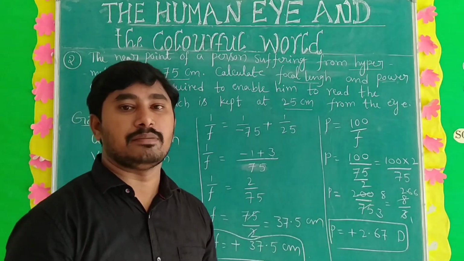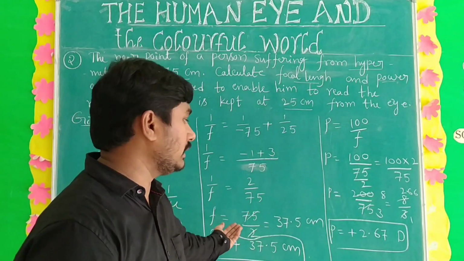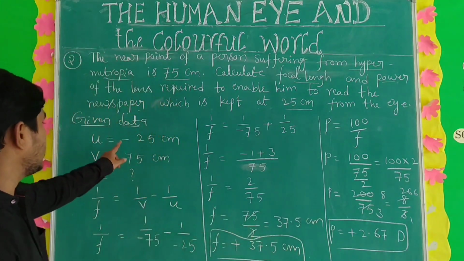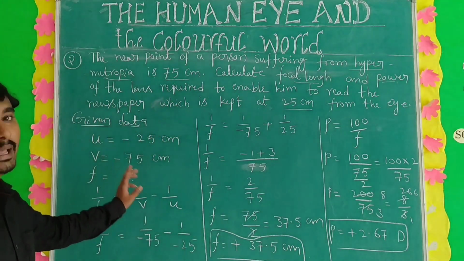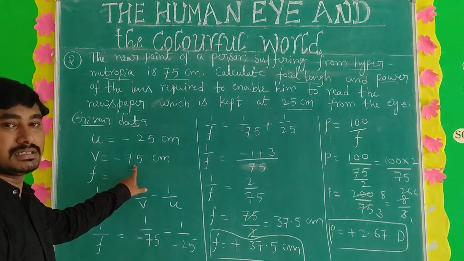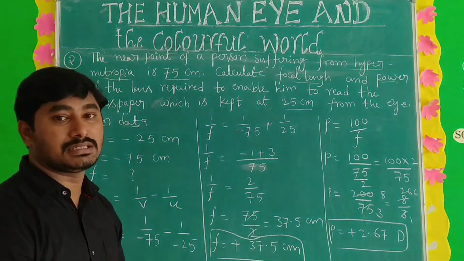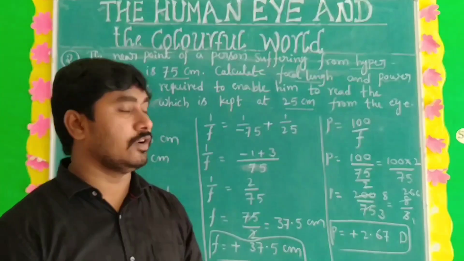This model question is very important. They will give the object distance and image distance, and we should find focal length and power of lens, and our sign convention is very important. In hypermetropia, object distance is less than image distance; in myopia, object distance is greater than image distance. Understand? Next you can go for the third problem.